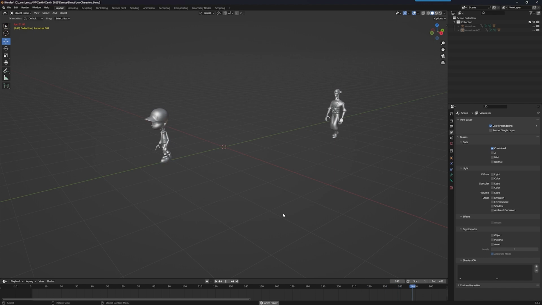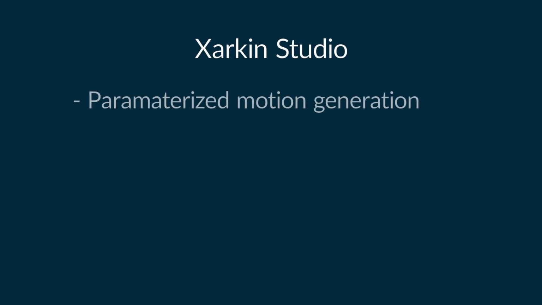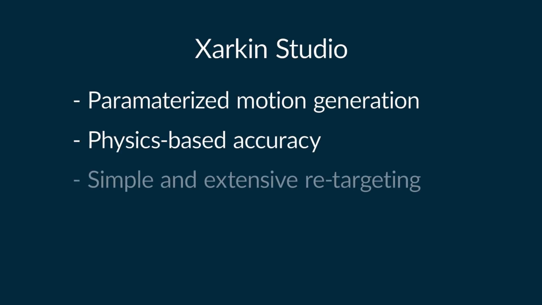Since they have different physiologies, the motion and the strides and the frames that are generated will be different and they will match the needs of the character. In our Sad Walk video, we showed how Xarkin Studio's physics-based motion models can be used to meet specific artistic goals through the simple modification of parameters.